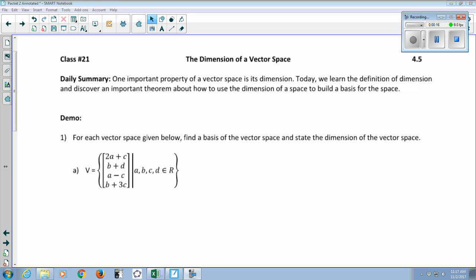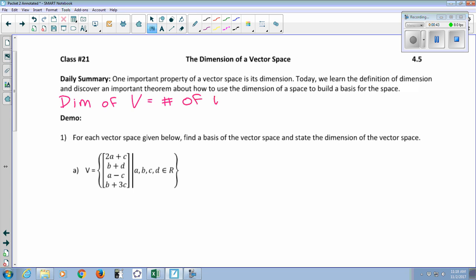All right, so from your reading, who remembers the definition of the dimension of a vector space? Not the definition of a vector space, but just the dimension of a vector space. The dimension is the number of vectors in the basis. So you find a basis, we know how to do that. You just count the number of vectors in there, that's its dimension.